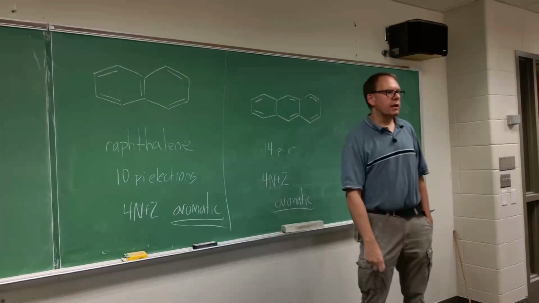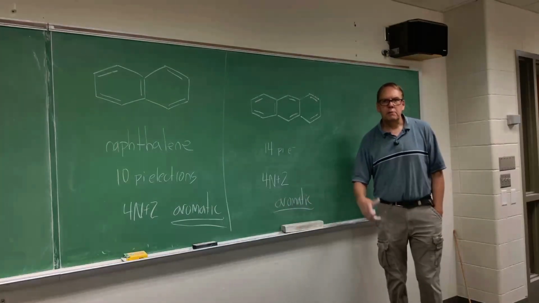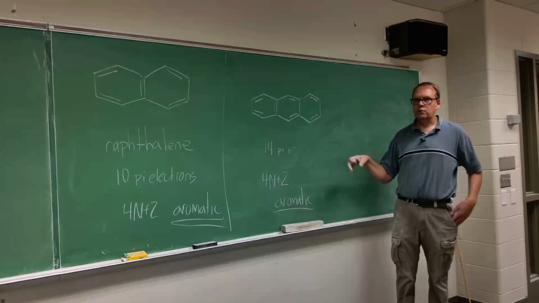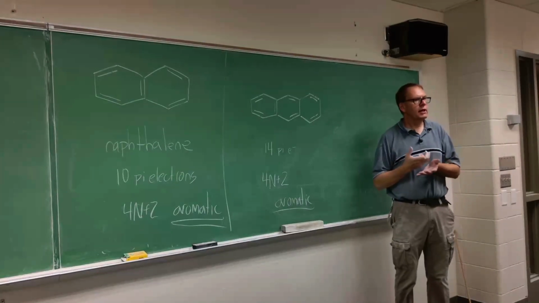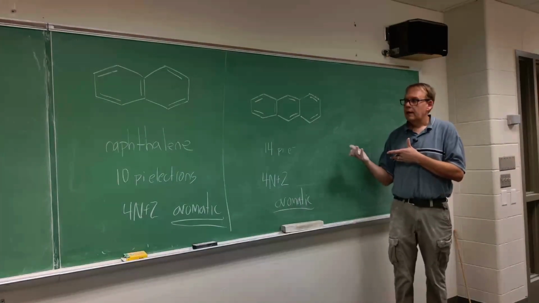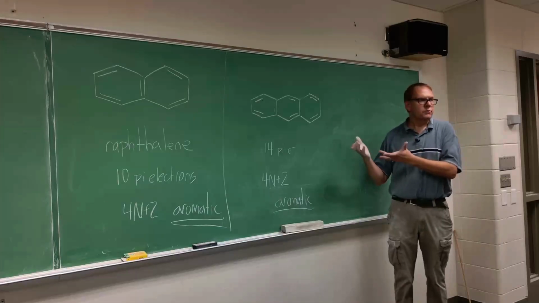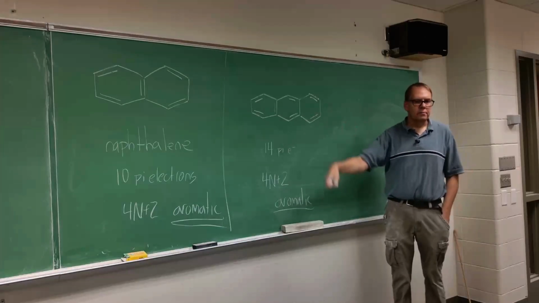So there's a lot of examples like this. There's many types of molecules where you have multiple benzene rings that are fused together in interesting ways. But the way you handle them is the way you handle these, where you count the pi electrons in the whole system.